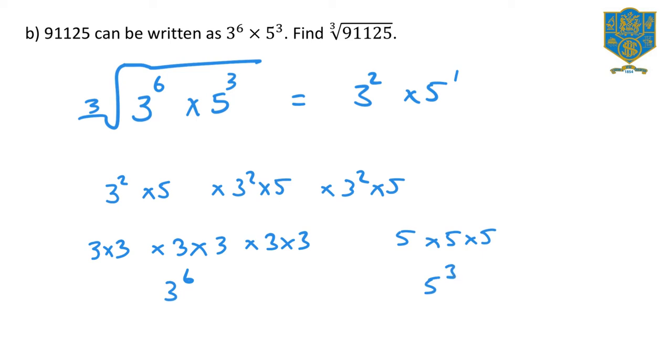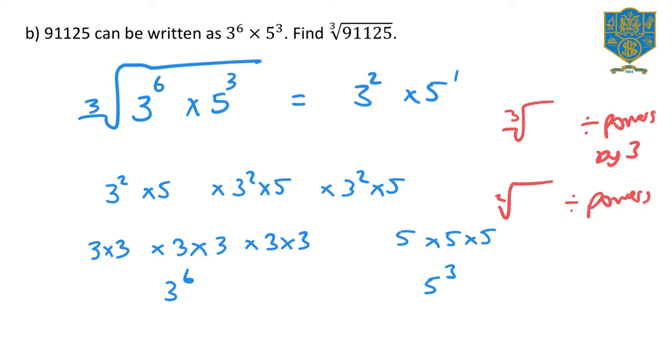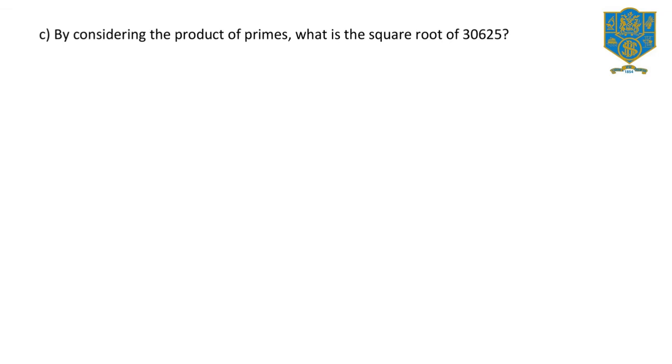So here what we've done is we've multiplied it by itself 3 times, and we've found that it gives the original 3 to the 6 times 5 cubed. Therefore, our process of dividing each power by 3 was correct. So to find the cube root, we divide the powers by 3. If we're trying to find the square root, we divide the powers by 2. And so on. And then our last example, by considering the product of prime factors, find the square root of 30,625. So what we need to do is factorize that.